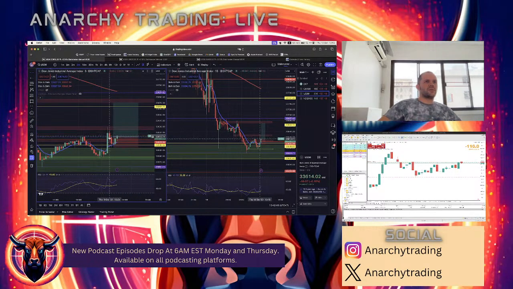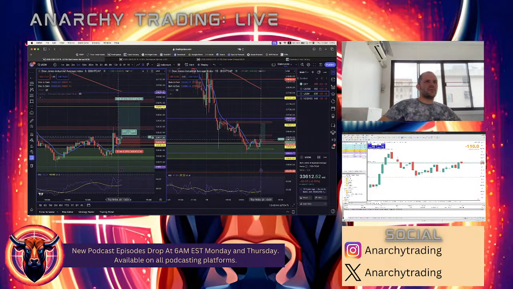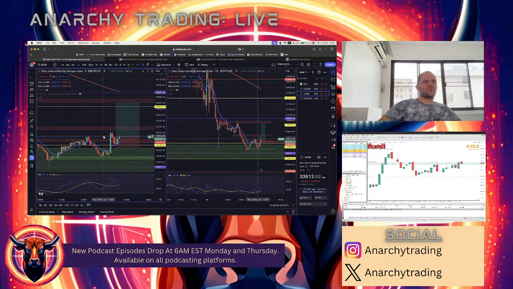Again, this was a big candle. It had to retrace a little bit. It did, and now we're going to see if we can get enough momentum to push on out of here.